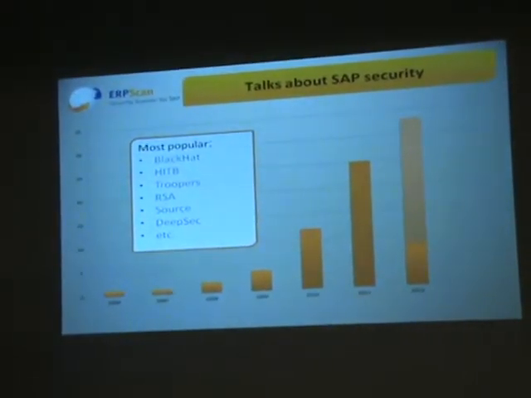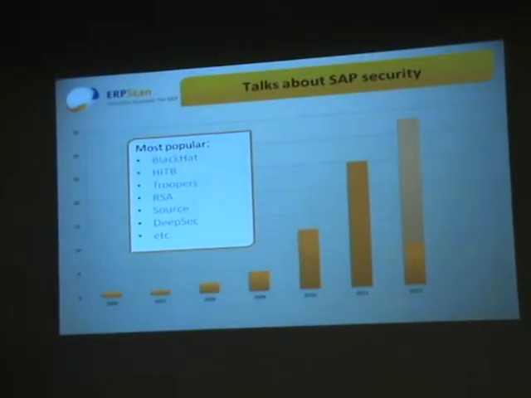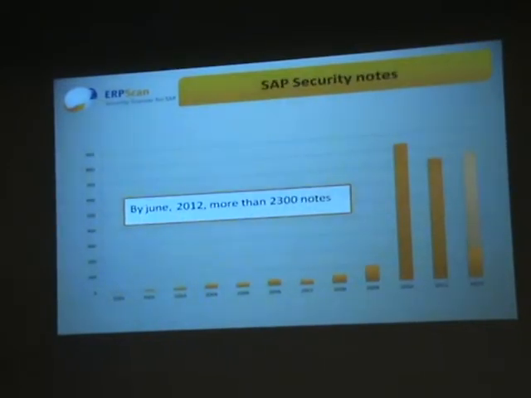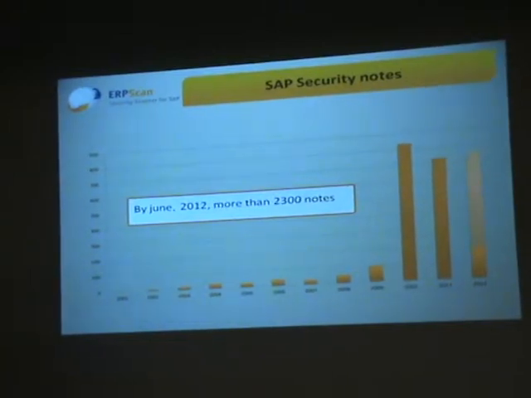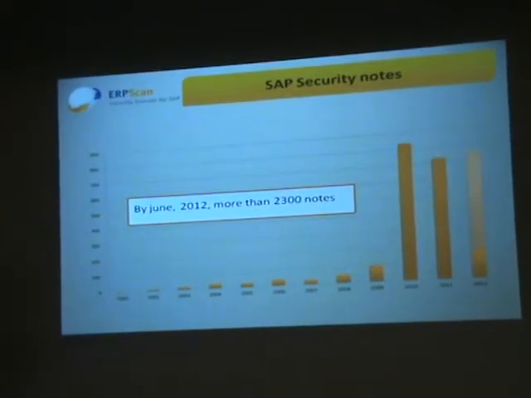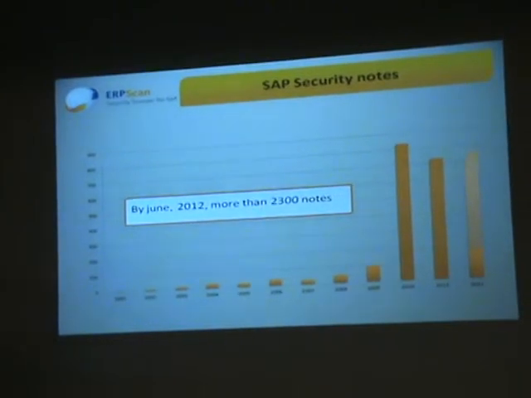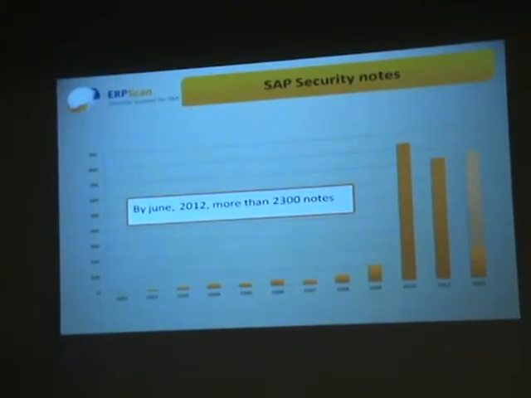And there is a list of security talks at different conferences about SAP security. This is really growing, and this year there will be approximately 30 different talks about SAP security. So it's not as famous a topic as SCADA or cloud, but it's becoming popular. And one interesting thing is the number of SAP security notes. Every time SAP patches a vulnerability, they publish a security note, which closes the vulnerability. So by now, 2,300 vulnerabilities in SAP were found and successfully patched. So I think it's really a lot.